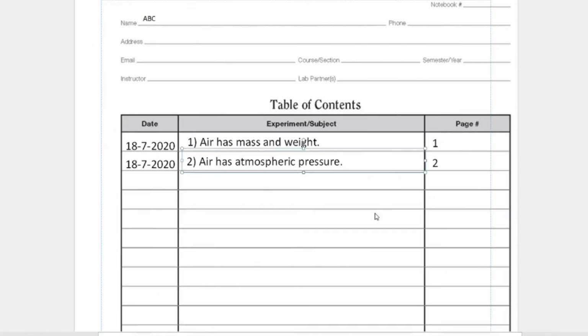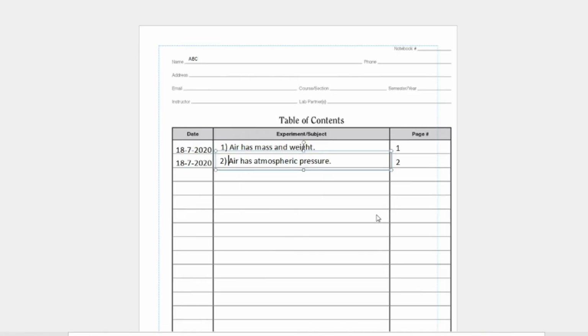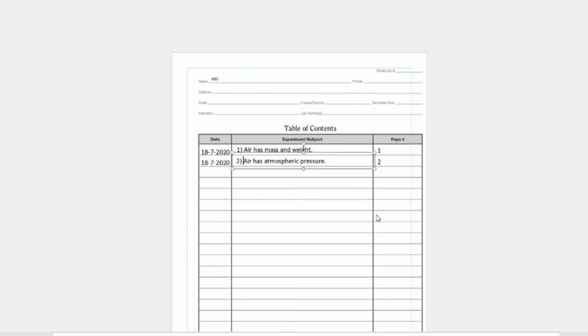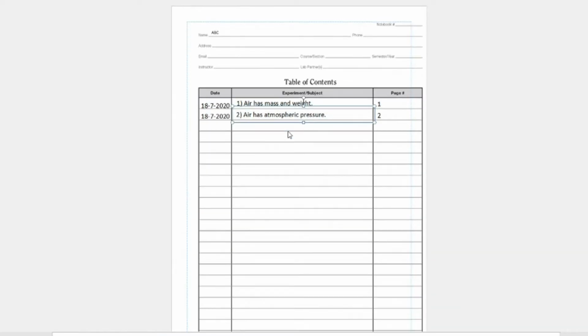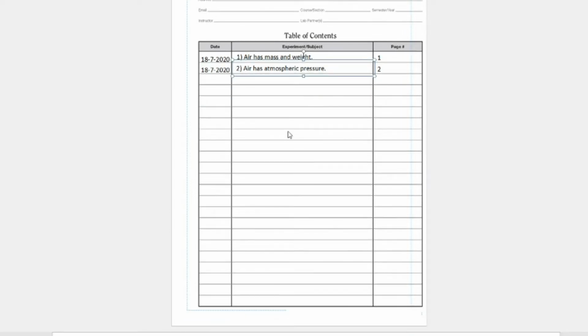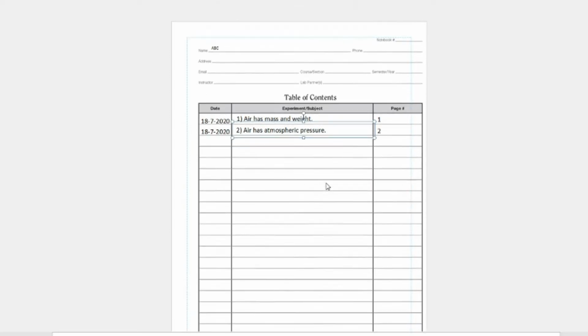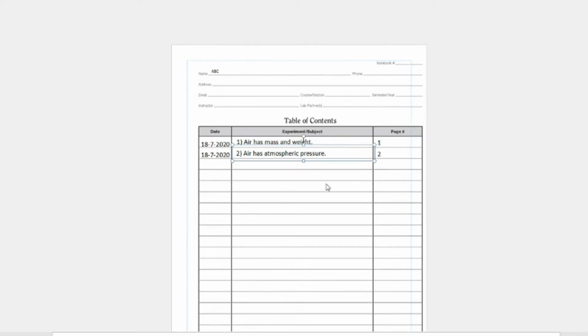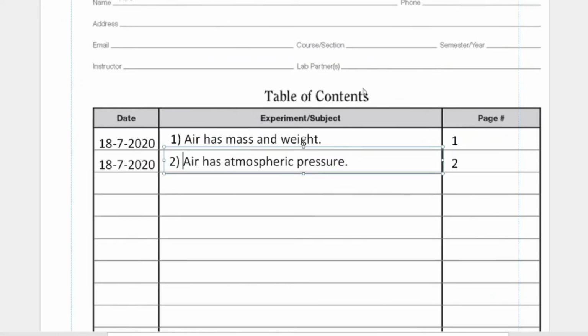In the WhatsApp group I was sent a page which is named table of contents, like this. Now some students are asking me what we have to do on this page. Look, this is a page from your activity book and this is called the index page or table of contents.